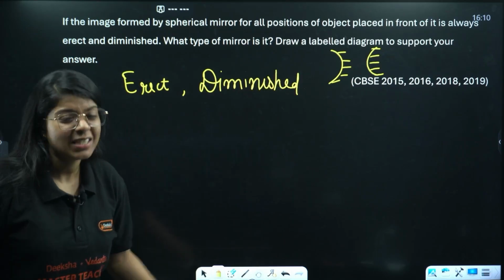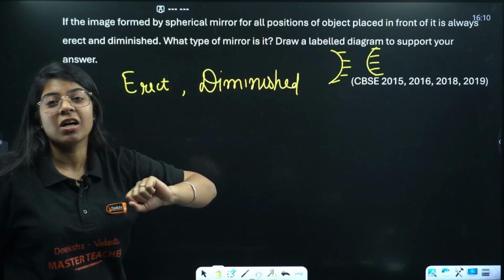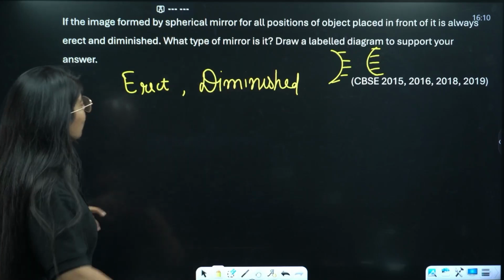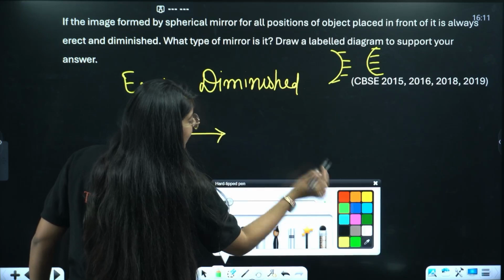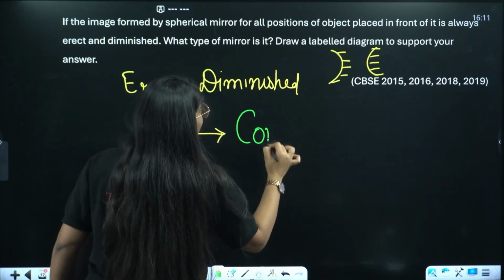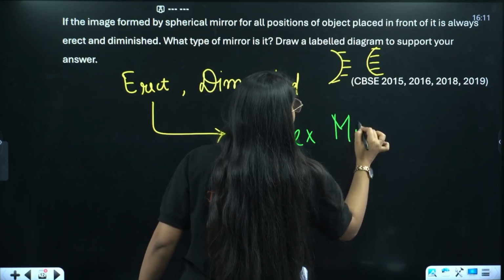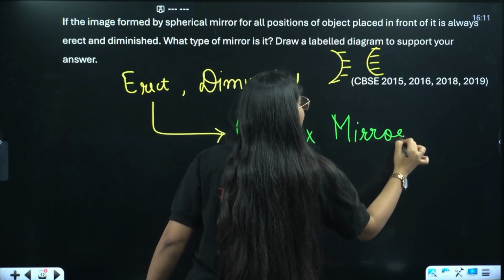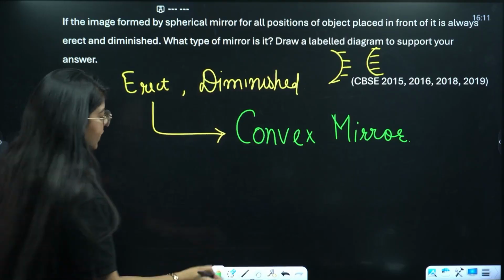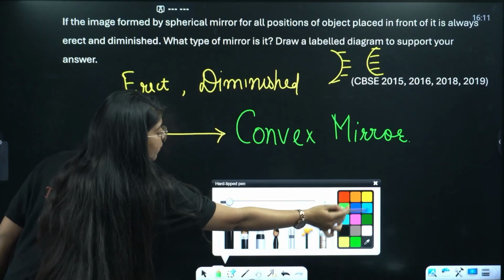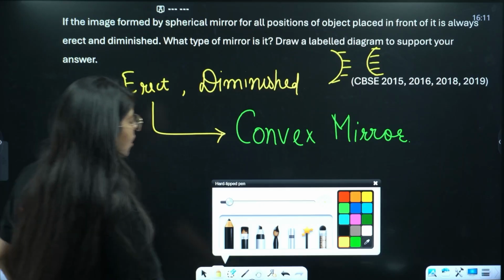Now this is very easy, we know. In case of concave mirror, we know even enlarged images are formed, but only in case of convex mirror, the image is always erect and it is always diminished, right? Okay, moving on. The next is draw a labeled diagram to support your answer.